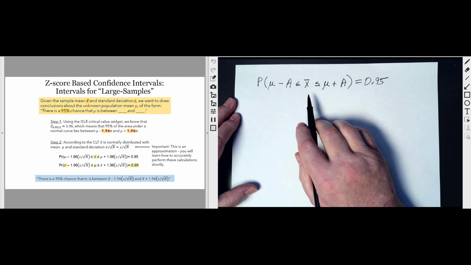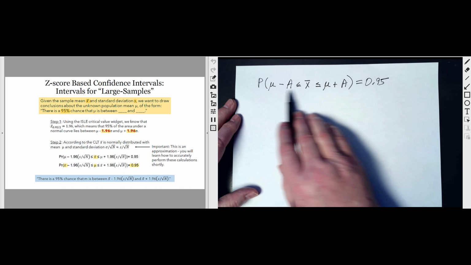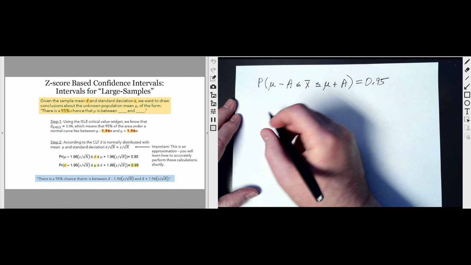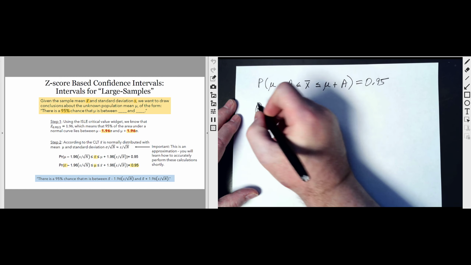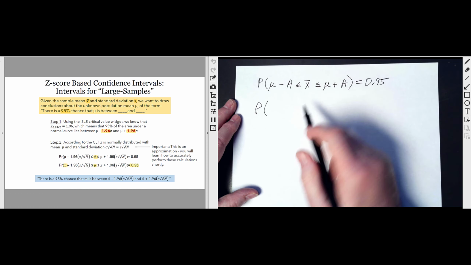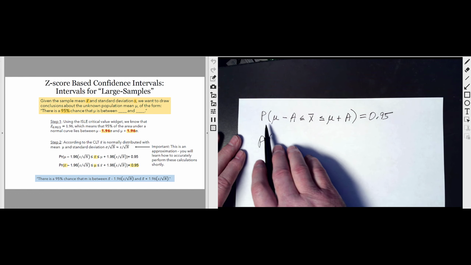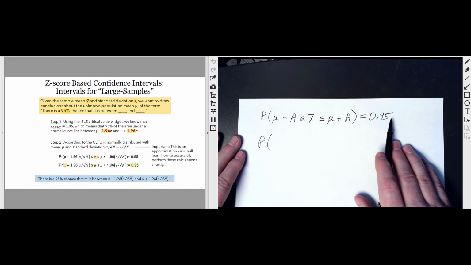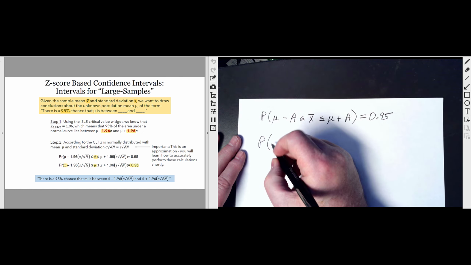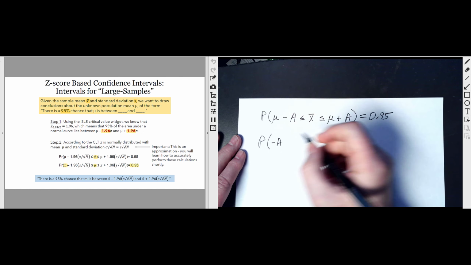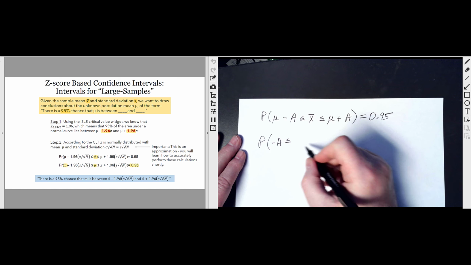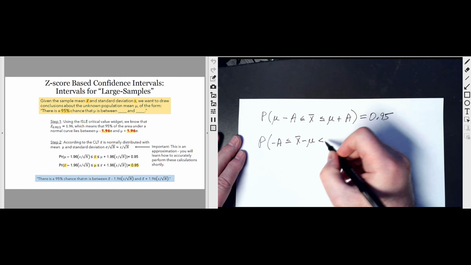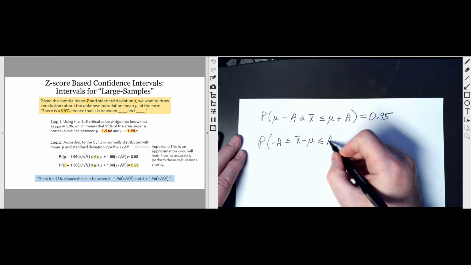Now, I claim it's just algebra to get from this step down to the next step. Let's see if that's true. So the probability that this first expression is equal to 0.95 means that minus A is less than or equal to x bar minus mu, which in turn is less than or equal to A.